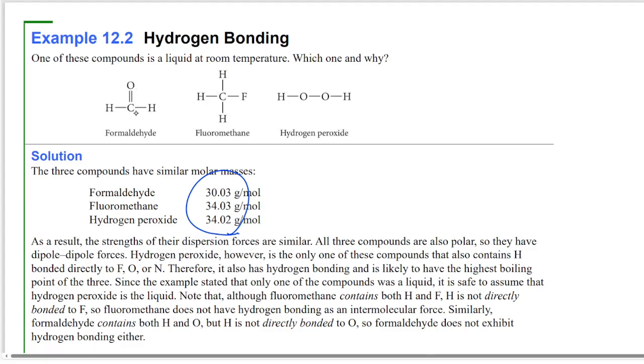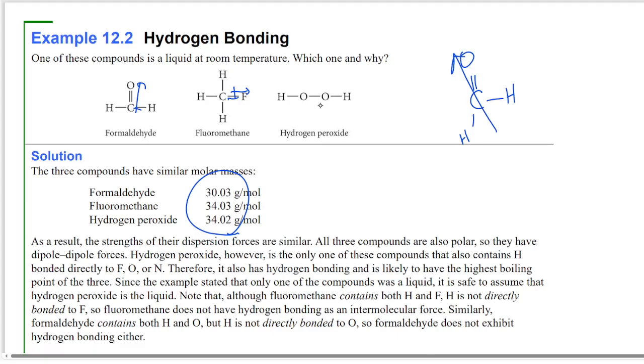Notice that formaldehyde has a polar bond. Formaldehyde is planar, but we have a vector going in this direction. But notice that formaldehyde does not have an oxygen with a hydrogen attached. Fluoromethane has a polar bond. We have this fluorine bond, and it is polar, but we don't have a hydrogen on the fluorine itself.